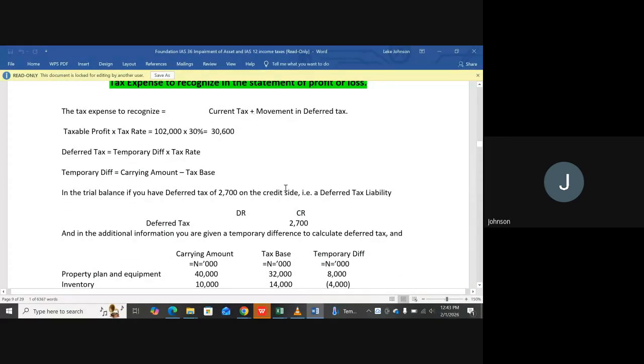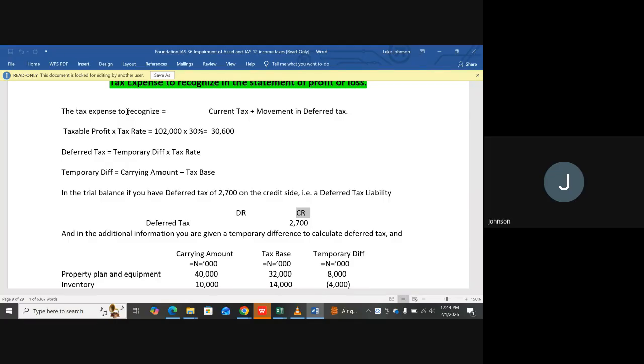Okay, so we now say we've gotten the deferred tax for last year, and it's actually a liability because it's on the credit side. What about this year? What is the deferred tax for this year? Already, you have your accounting profit. The taxman has the taxable profit, right? So you assume that you are going to pay tax on the accounting profit you have, whereas this guy is saying no, you have to pay the tax on the taxable profit.